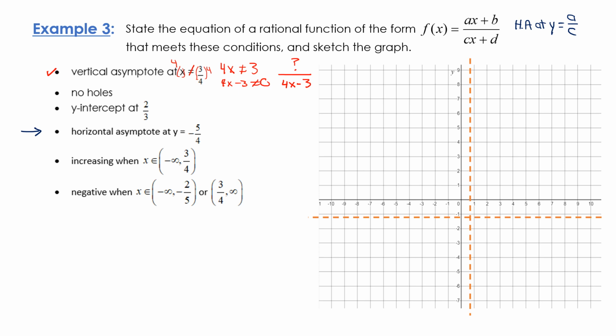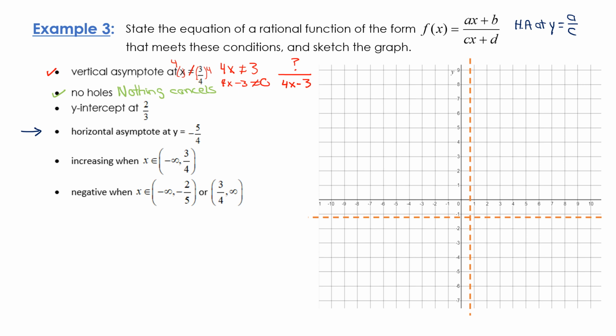Our second one is that there are no holes. So no holes means nothing cancels. So I shouldn't be seeing a 4x minus 3 in the numerator, because this tells me that nothing's going to cancel. So that's what that one tells us.